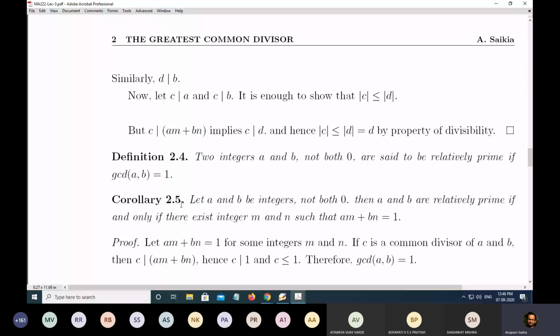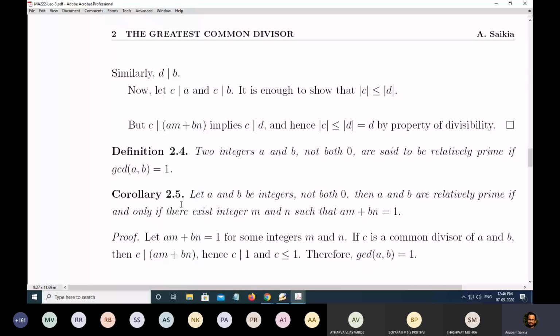And then what does this corollary say? I cannot increase the font in this. It says that if A and B are integers, not both 0, then A and B are relatively prime if and only if there exist integers M and N such that AM plus BN equals 1. Remember, the previous theorem already proves one part, that if 1 is the GCD, there will be integers M and N such that AM plus BN equals 1. So that is the forward implication. So let's go to the backward implication.